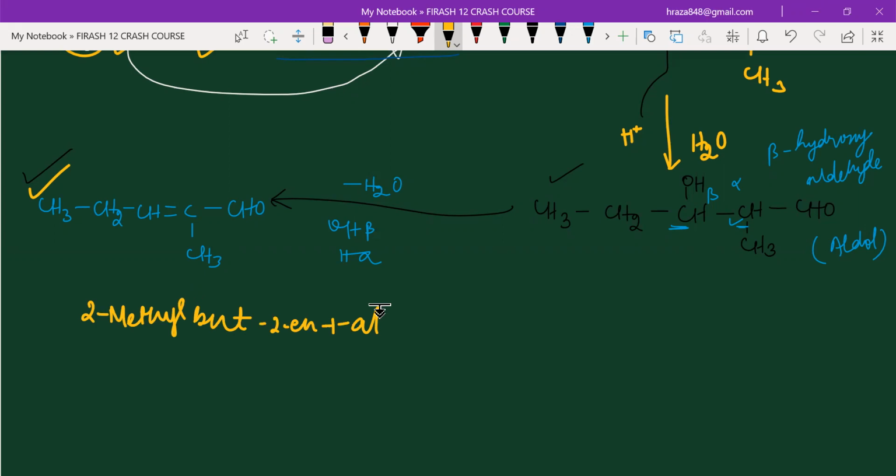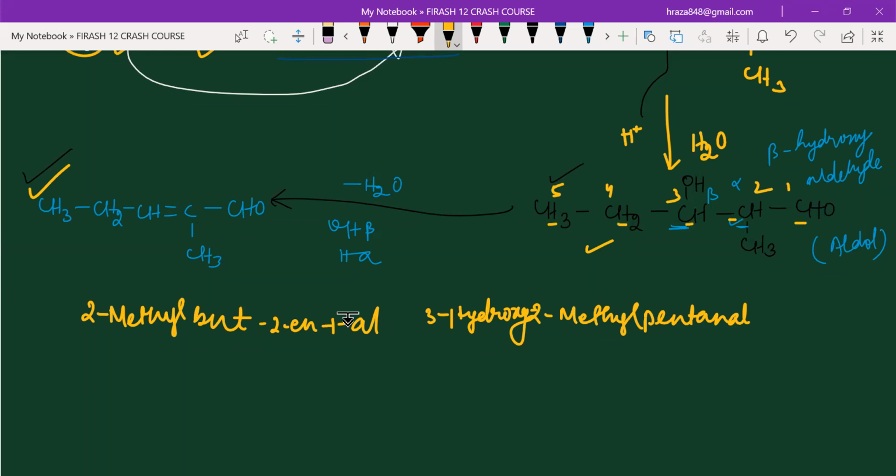Yeah, what is the name of this one? This will be 1, 2, 3, 4, 5. So the name will be 2-methyl, and before 2-methyl, there will be 3-hydroxy: 3-hydroxy-2-methylpentanal. Oh, pentanal. How many carbons here? 1, 2, 3, 4, 5. Okay. So it will not be but; it will be pent-2-en-1-al.